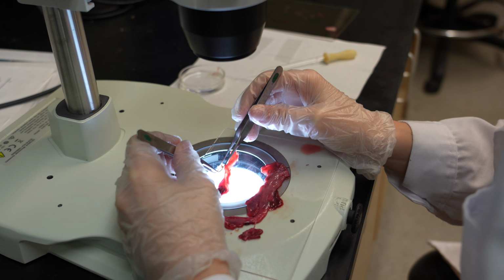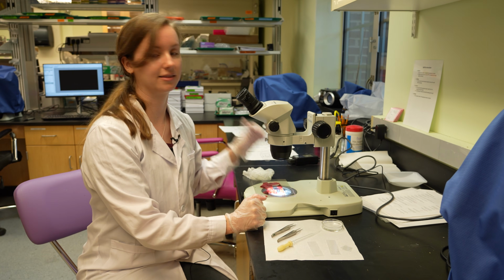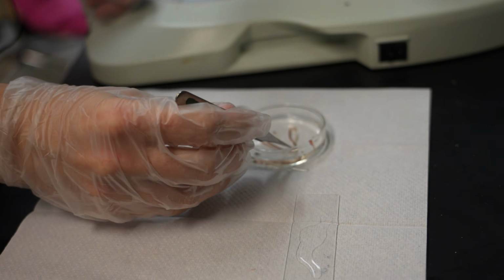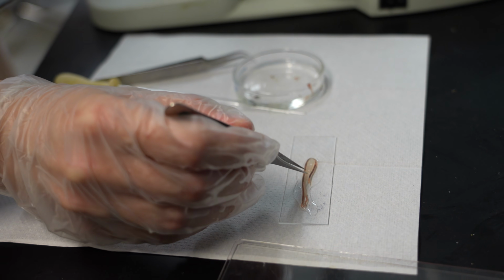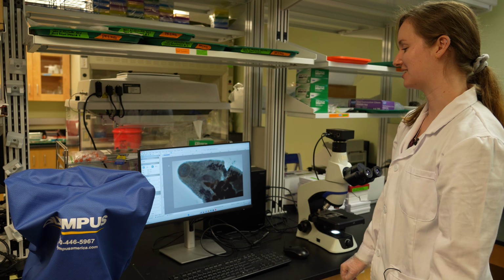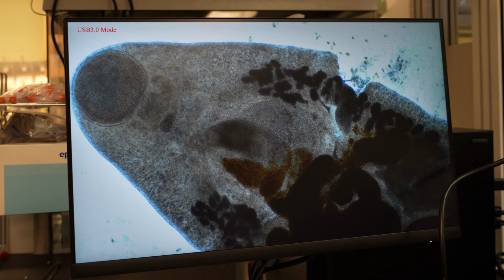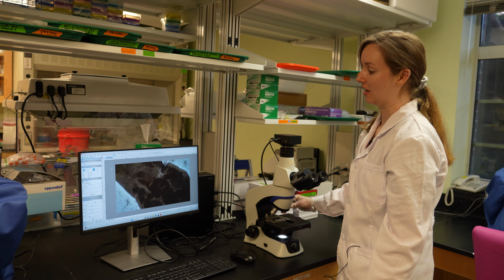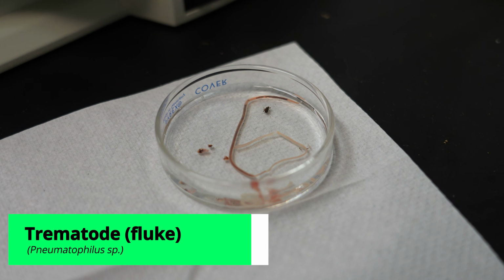So I'm going to put those in this dish, and then I'm going to put them on the slide so we can get a better look at the compound microscope. And that lets us take a really nice close-up look of them. I'm actually a trematode taxonomist, so these are my favorite, and we can tell what they are based off of their internal organs. Based on the placement of the organs and the body shape, I actually can just put this into genus right now. This is the genus Pneumatophilus.